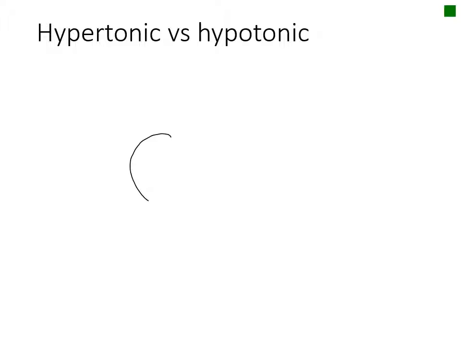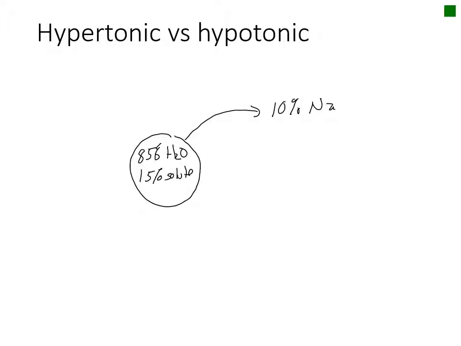For example, if you have a cell that has 85% water, that means it's also 15% other stuff. That other stuff is the solute. You take that cell and you put it into a 10% sodium chloride solution. Is that cell going to shrink or is it going to swell? In other words, is this a hypertonic environment or a hypotonic environment?